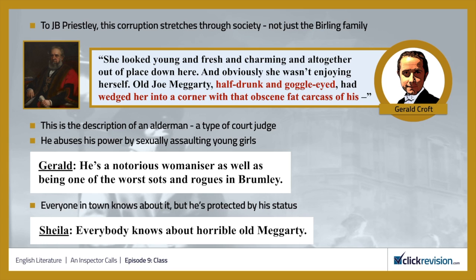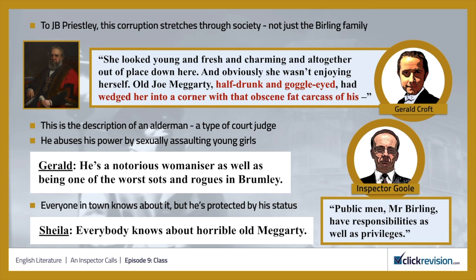Think about how Eva Smith is meant to represent every working-class person out there, and it's almost a perfect metaphor for the relationship between the rich and the poor in An Inspector Calls. And as an alderman is exactly the same position that Mr. Birling holds, that's got to be a deliberate decision on the part of J.B. Priestley. After all, as the inspector says, public men like Mr. Birling have responsibilities as well as privileges. And this is very much the message Priestley wanted his audience to take away, even if Mr. Birling is too busy covering up Eric's crimes to listen to it.